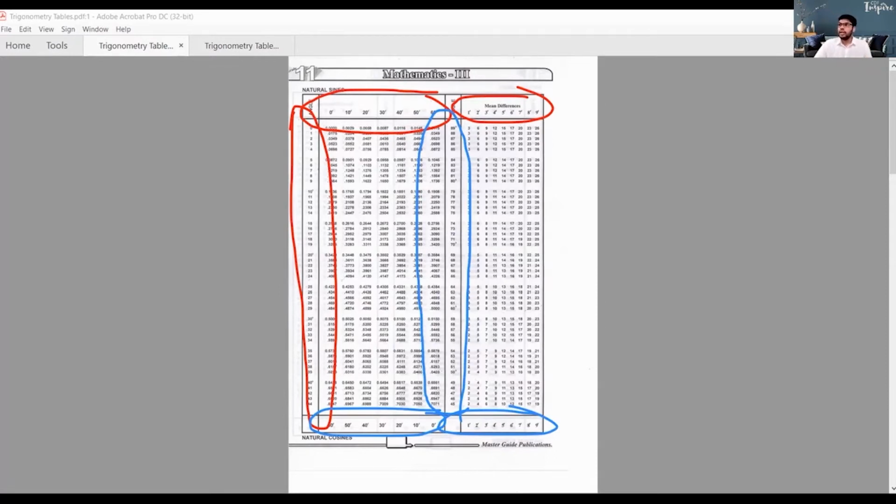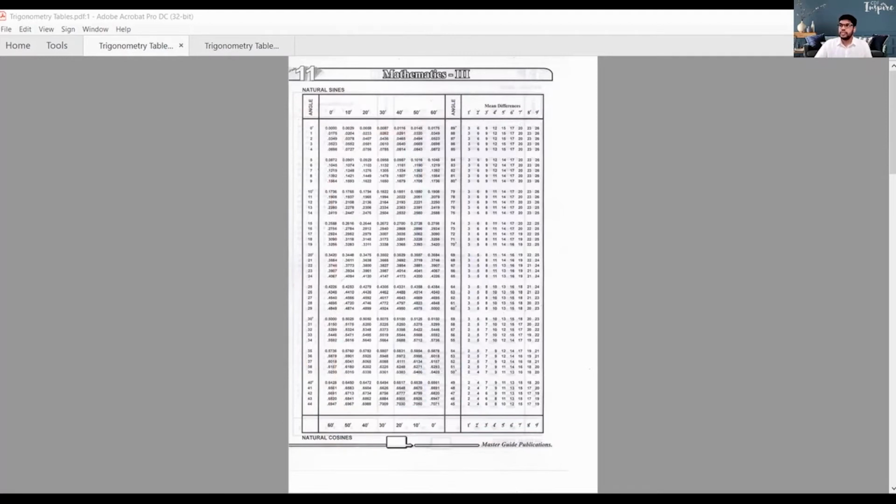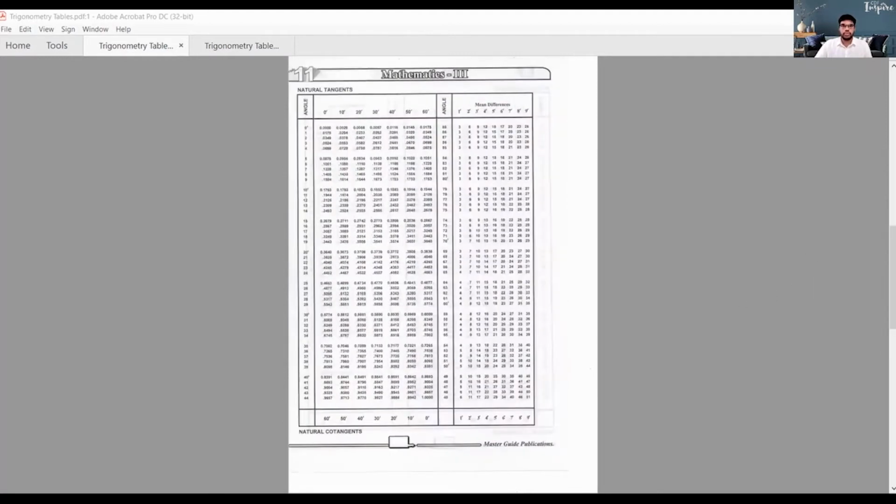Then children, for tan, here is a page of the tan table. For tan also, we use these columns and rows. Ignore this cotangents thing at the bottom that you find on your trig table. We don't need it. We only need sine, cos, and tan. Now children, let's look at how we can actually read this table.